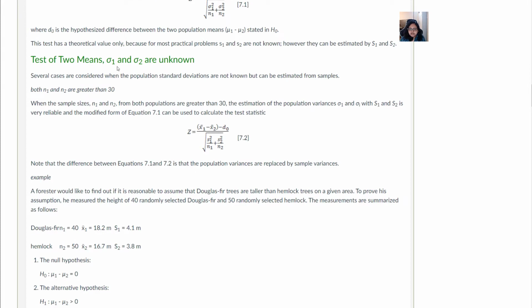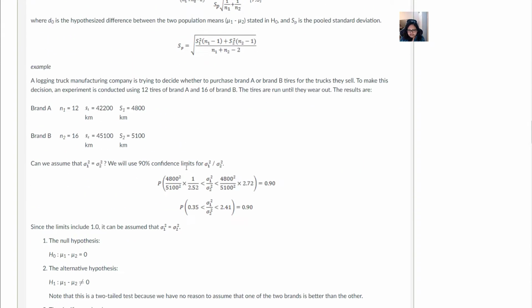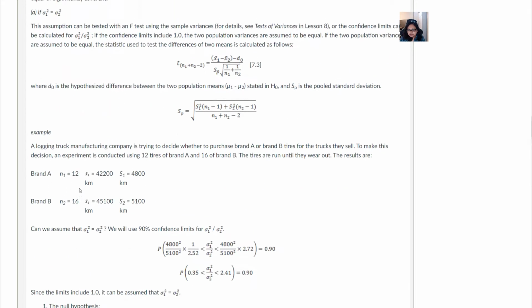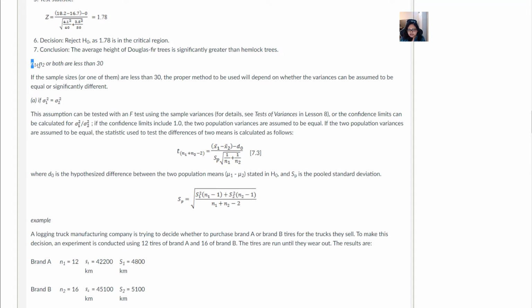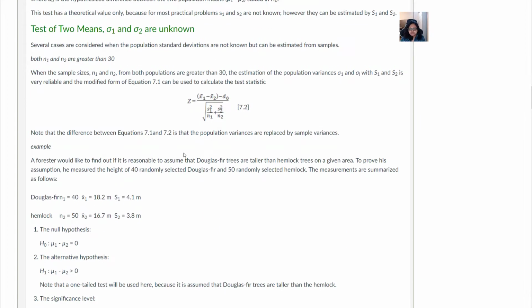So when the population standard deviations are not known, then there are two cases. Either the sample sizes are large, in which case you can use Z, or the sample sizes are small, both less than 30, and then you have to go for T. Okay, so two cases we have.